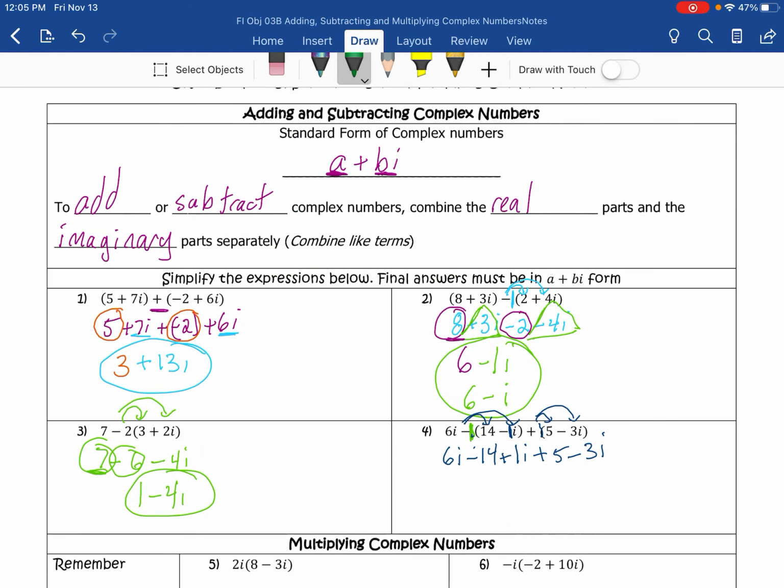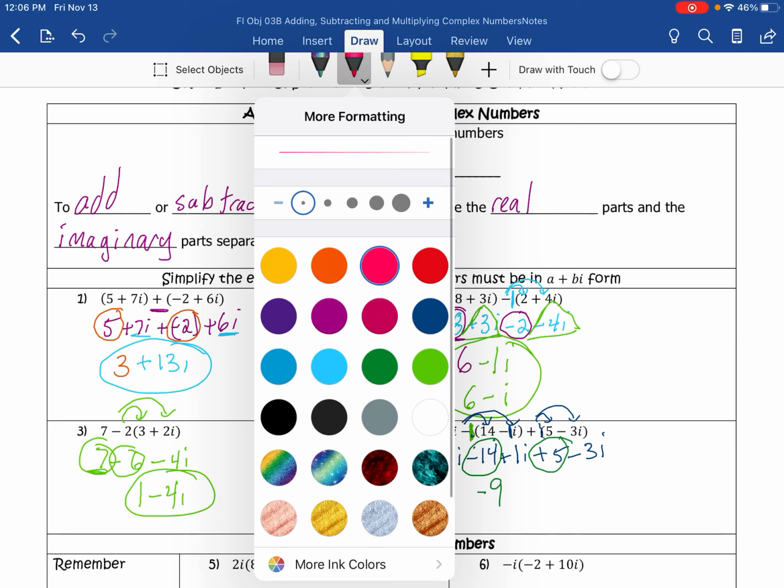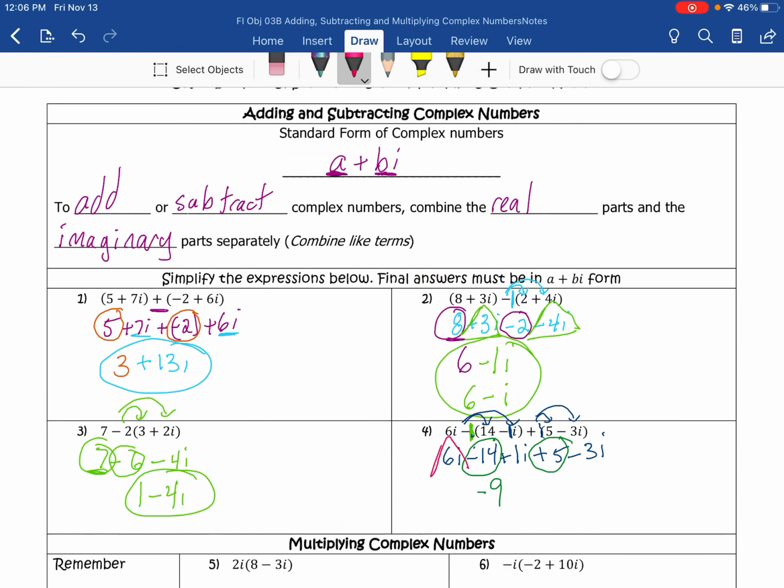So I combine my like terms. I'm going to combine my plain numbers. So I have a negative 14 and a positive 5. Negative 14 plus 5 is negative 9. And I have a 6i here, a positive 1i, and a negative 3i. 6 plus 1 is 7. 7 minus 3 is 4. So this is going to be negative 9 plus 4i. And that's my answer there.